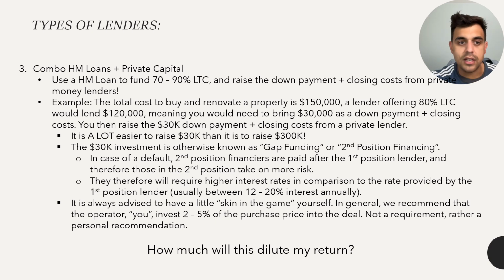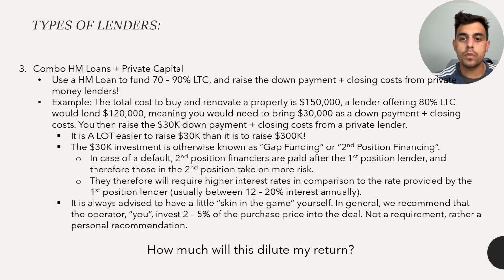So what you'll do then is you'll go and raise that down payment from private money. It's a lot easier again to raise $30,000 than to raise $300,000. The $30,000 is otherwise known as gap funding or second position financing. These are the terms you're going to hear more regularly from those savvy investors.